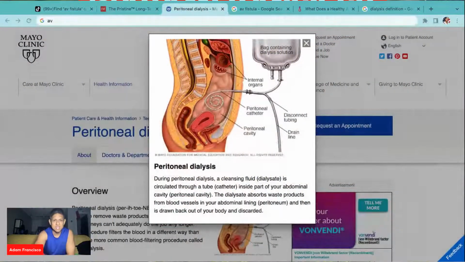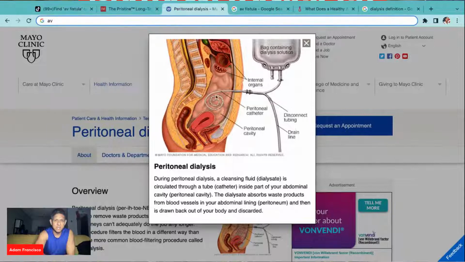So I decided to switch over to peritoneal dialysis, which is stomach dialysis. And I want to show you guys what that looks like. So this is PD. It is done through your peritoneal cavity, which is still crazy to me that this stuff exists. It is wild to think that this exists.